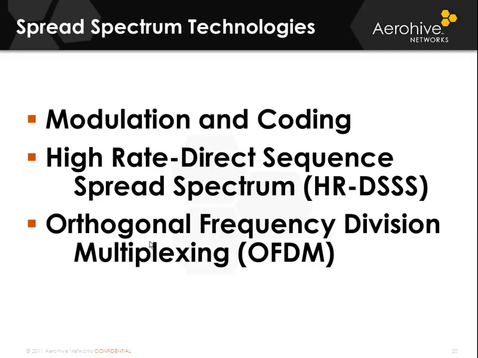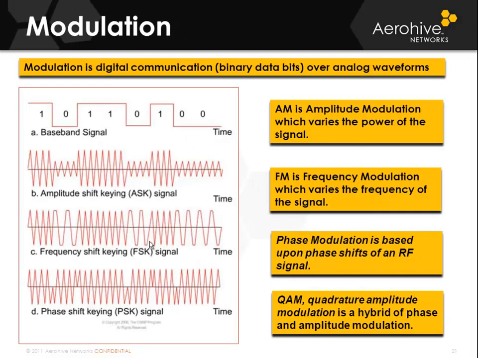Spread spectrum technologies. We will discuss in this section modulation encoding, high rate direct sequence spread spectrum, and orthogonal frequency division multiplexing. Modulation. Modulation is the process of varying one or more properties of a high frequency periodic waveform, called the carrier signal, with a modulating signal which typically contains information to be transmitted.